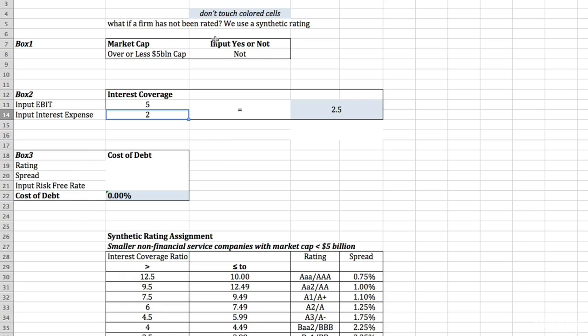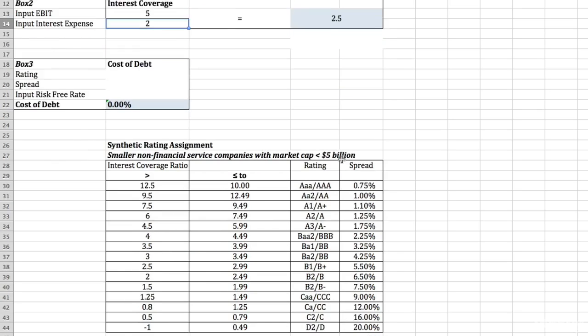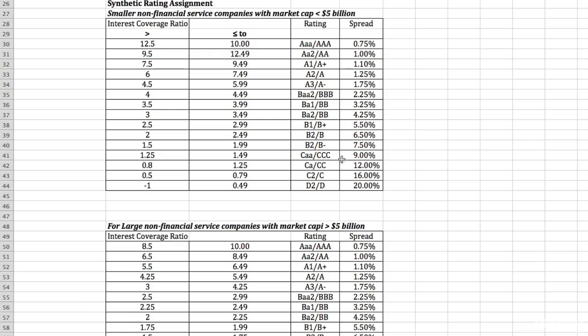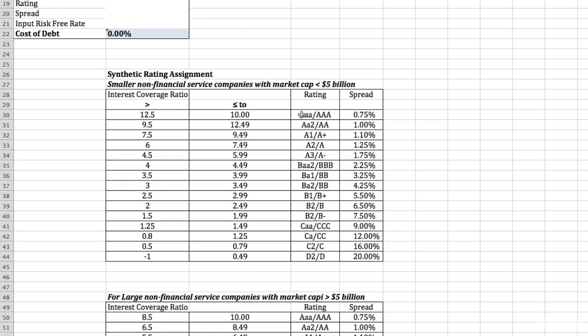Now we want to actually fill the last box, the third box. Since we know that the company has a market capitalization of less than 5 billion and an interest coverage of 2.5, and this company is operating outside the financial industry, let's give the rating to this company. Which table are we going to use in this case? Well, since the market capitalization is less than 5 billion, we're going to use this table here.